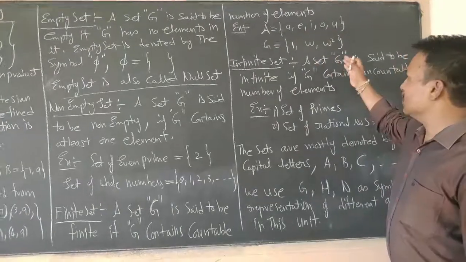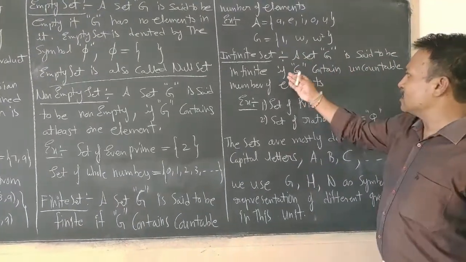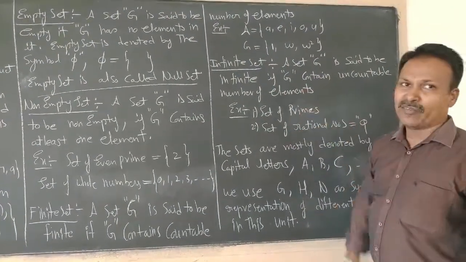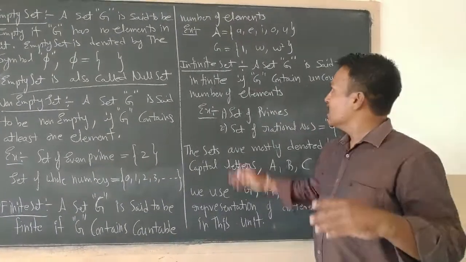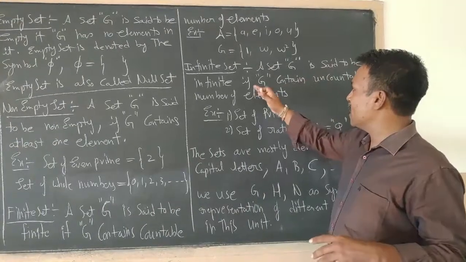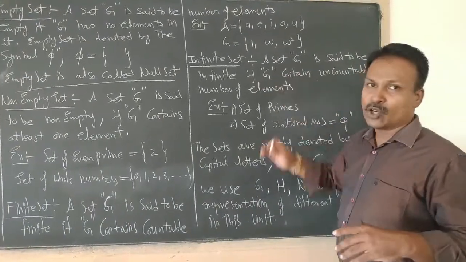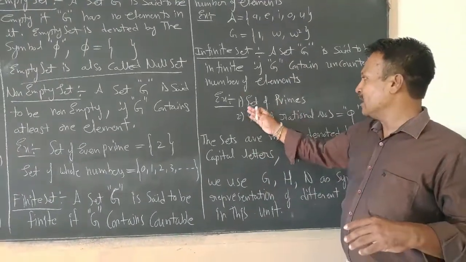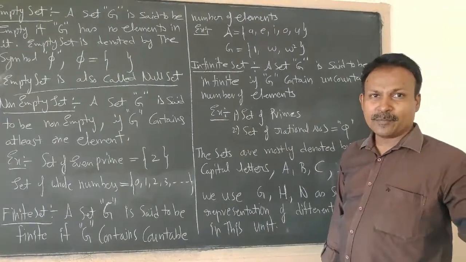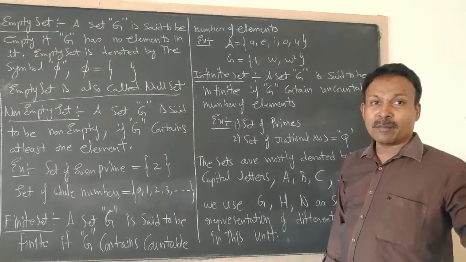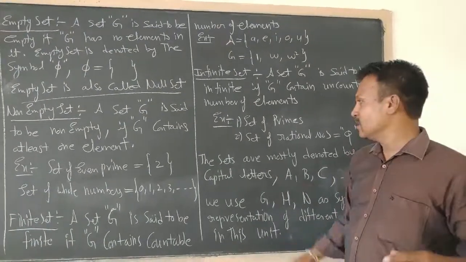Infinite set: a set G is said to be infinite set if G contains uncountable number of elements. As we know that infinite is uncountable. The example is set of primes. If I take the prime numbers, there are many, uncountable number of prime numbers in number system.